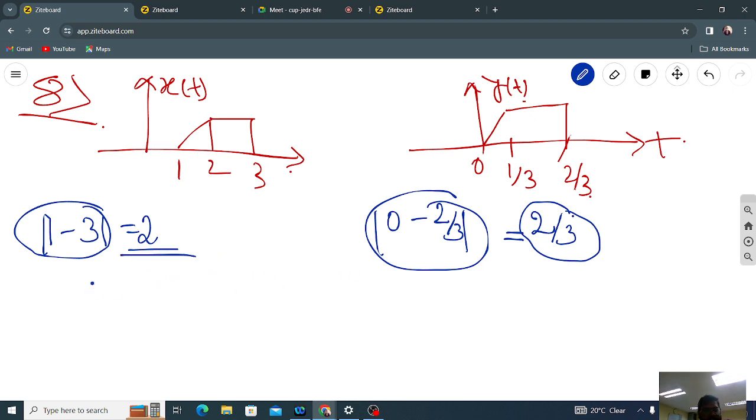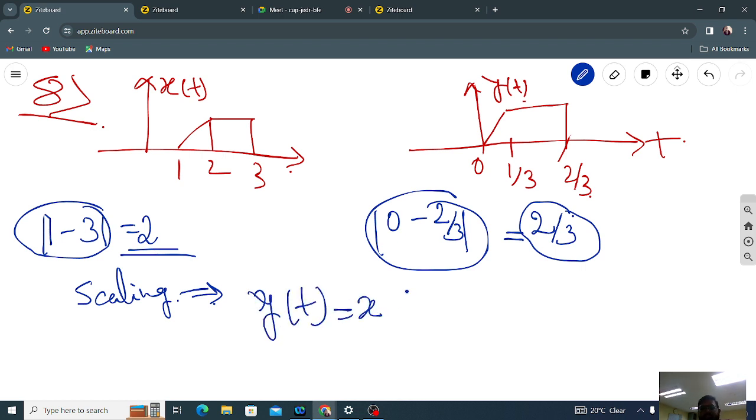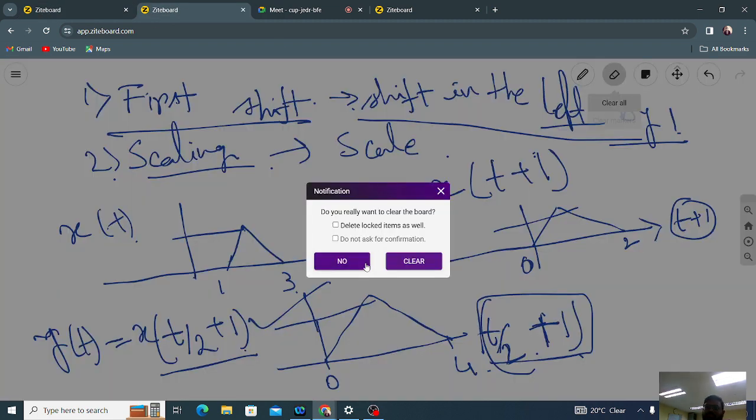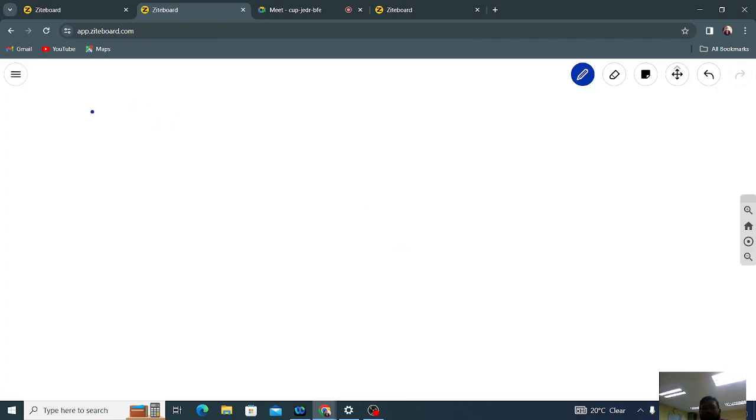So obviously there is a scaling factor, so y of t should be some function of x of 3t, because this width has been decreased by a factor of 3. Again y of t, if we draw this signal, this starts from 0 and ends at 2 by 3.